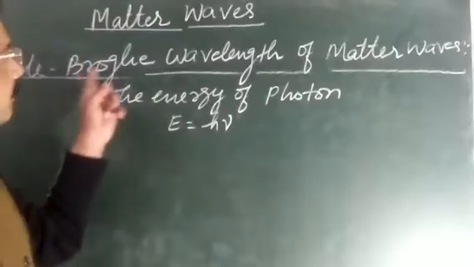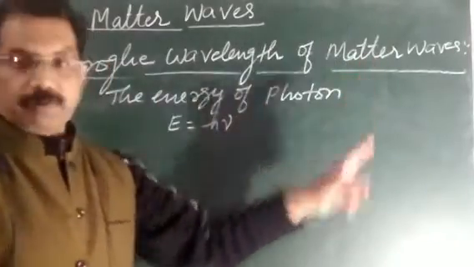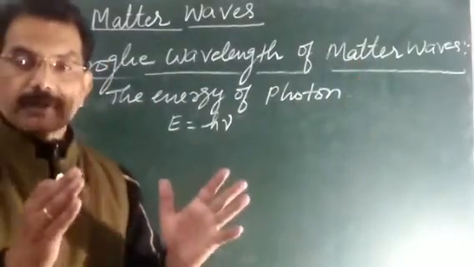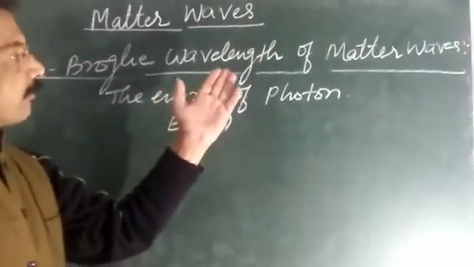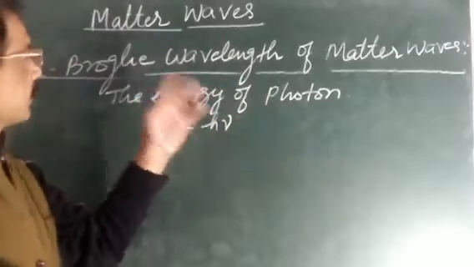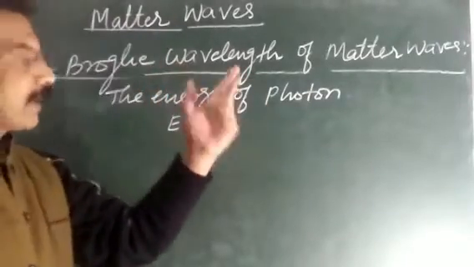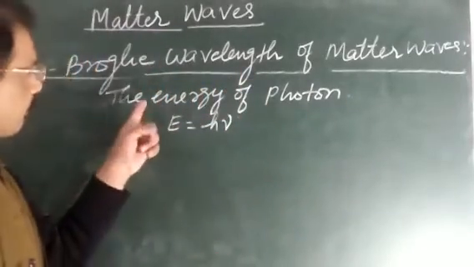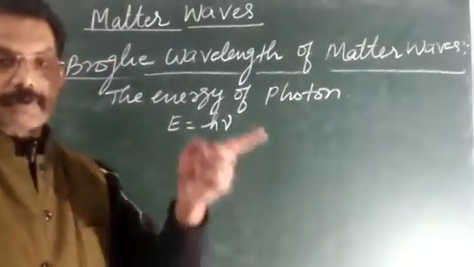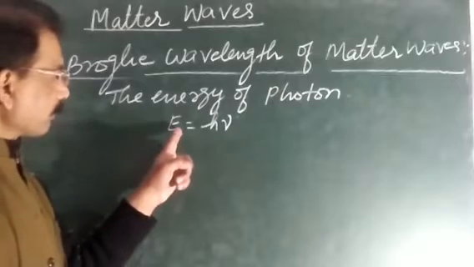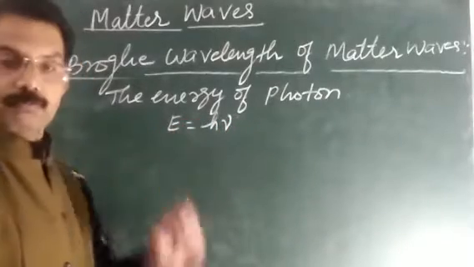Now, de-Broglie wavelength of the matter waves means how can we calculate the wavelength of a moving particle? As you know, I have already told you, the wave associated with a moving particle is called de-Broglie waves or matter waves. So suppose the energy of a photon, as I have told in the previous topic, is given by E is equal to h nu.